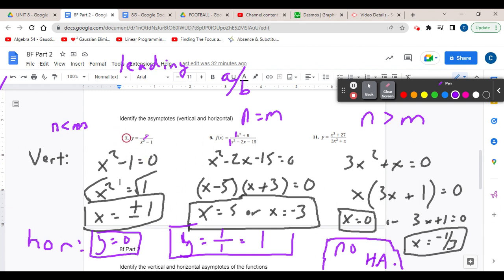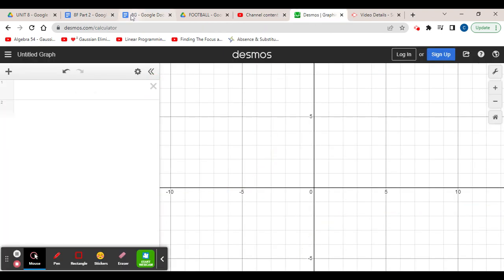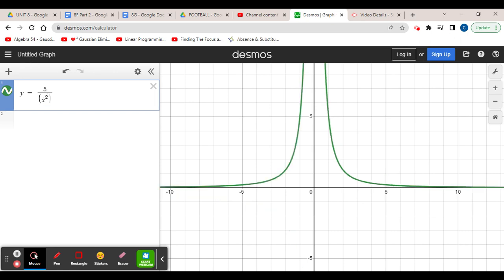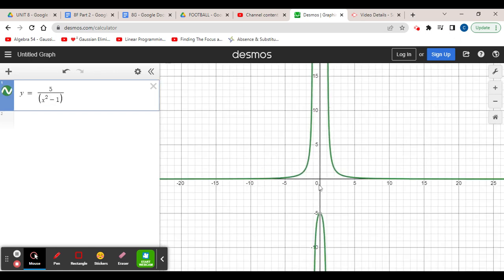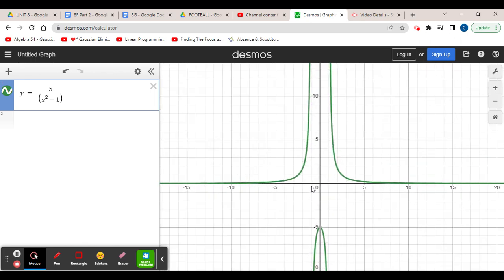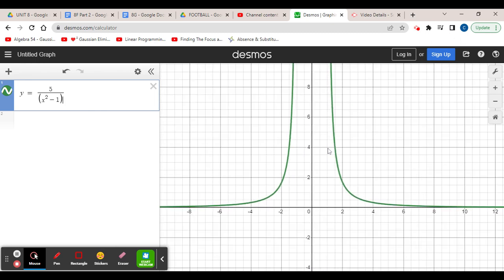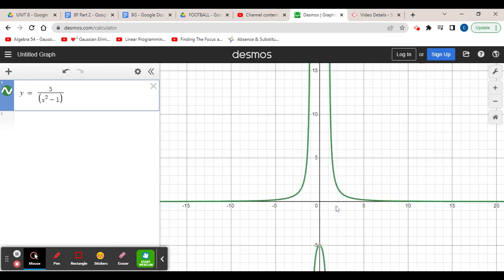So let's go over to Desmos and check our work. So we have y equals 5 over x squared minus 1. So we have this graph right here. And they tell us that the vertical asymptote was going to be at x equals positive or negative 1. Which looks like it is here, because here's positive 1 and negative 1, and it's going to approach it and never really touch.